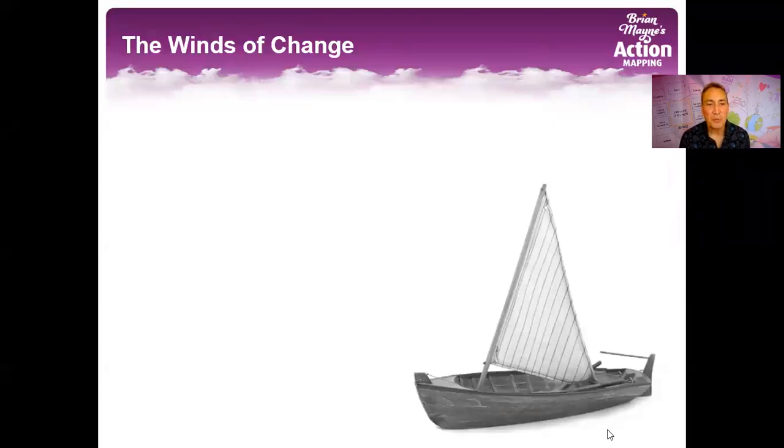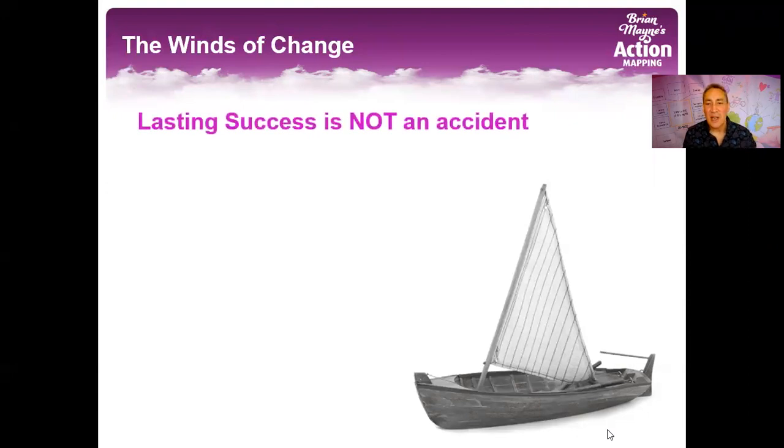One of the early principles I learned is that lasting success is not an accident. I'd grown up very much thinking that success was random and chance. And of course, life is quite random. Winning the lottery is random, but lasting success is not an accident. It happens on purpose, and it happens by following the principles of success.